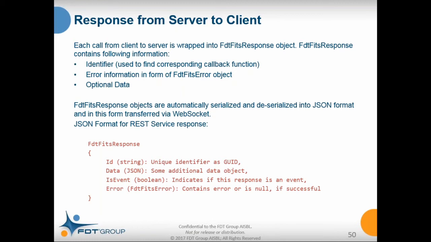Now on the other side, we get the response back from the server to the client. Again, we have an identifier to identify that the response corresponds to the request that we have sent. Then we have error information in the form of this FDT FITS error object that we have defined. And again, some optional data. For example, this data would be a UI response message.